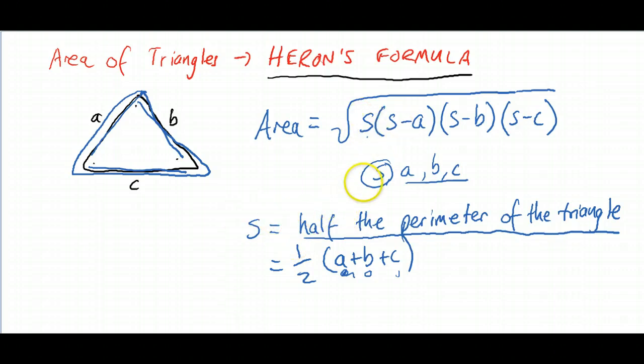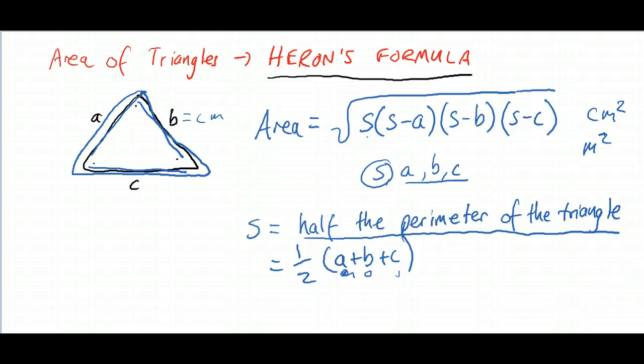So you just plug in s, a, b, and c into this formula, and hey presto, the area will come out. Just remember that whatever the sides are measured in, if they're measured in centimeters or meters, then your answer is going to come out as centimeters squared if the sides were measured in centimeters, or meters squared if the sides were measured in meters. So don't forget to include the units in your answers.